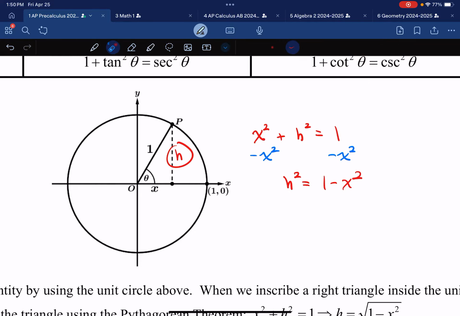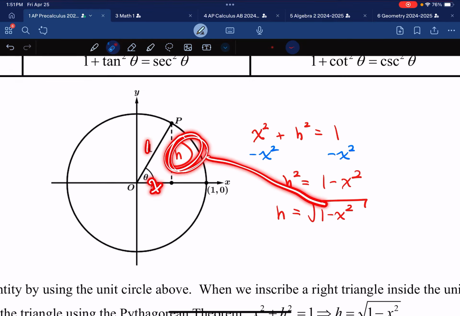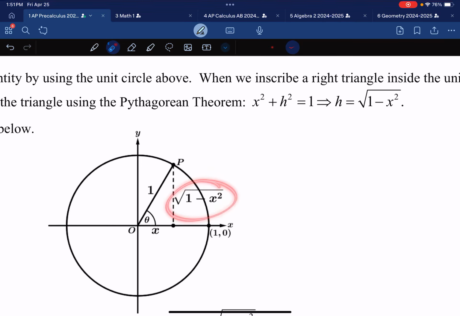Not very exciting. And when I take the square root, it becomes even more exciting. So h is equal to technically plus or minus, but because we're going up, I'm going to restrict the domain and just say it's the positive. It's just the square root of 1 minus x squared. And now I can rewrite this. Instead of saying this is 1, x, and h, I'm going to say this is 1, x, and this length is now the square root of 1 minus x squared, like this. When I do this, something interesting happens.